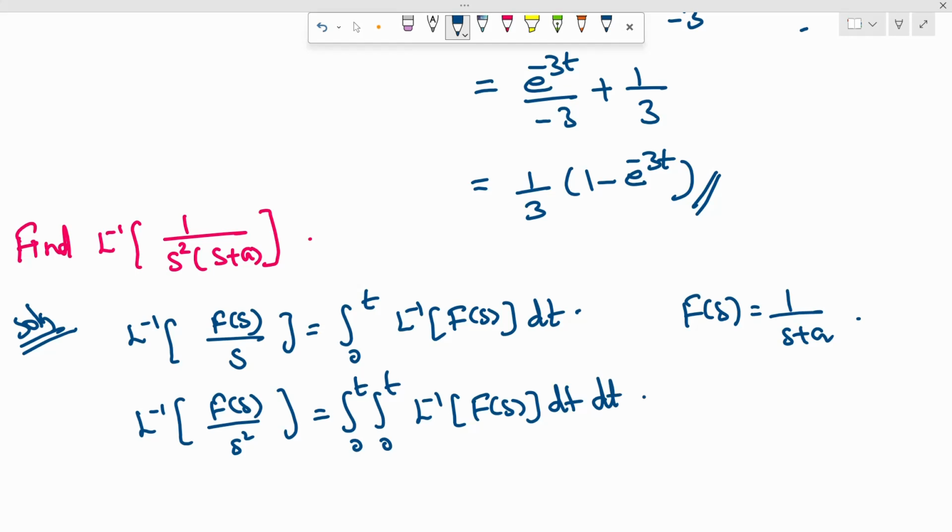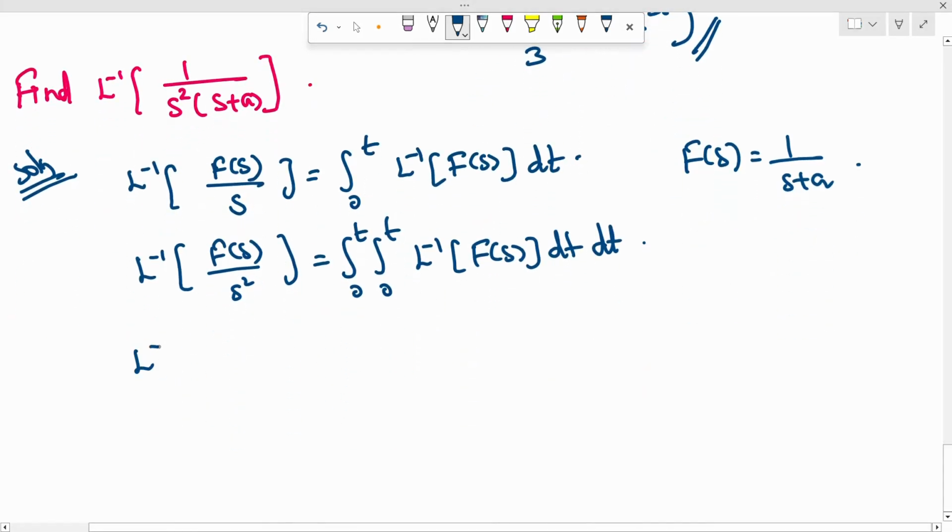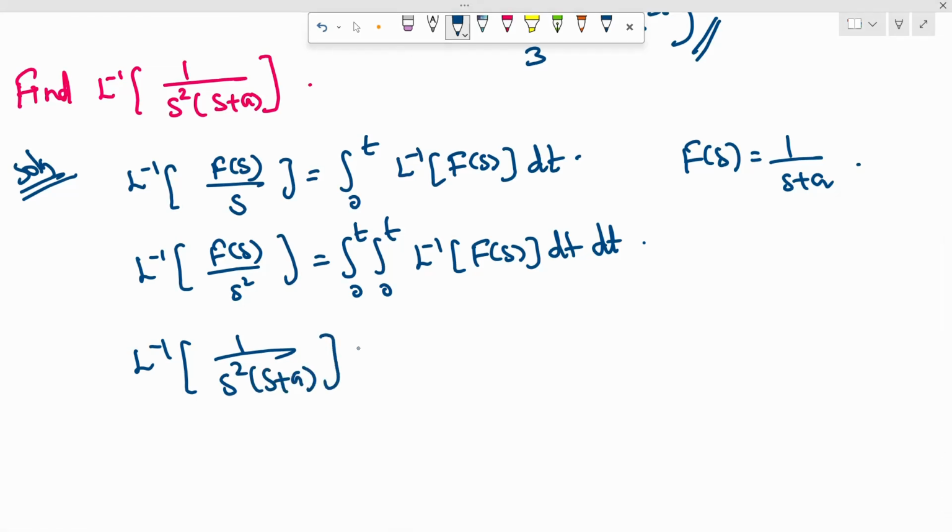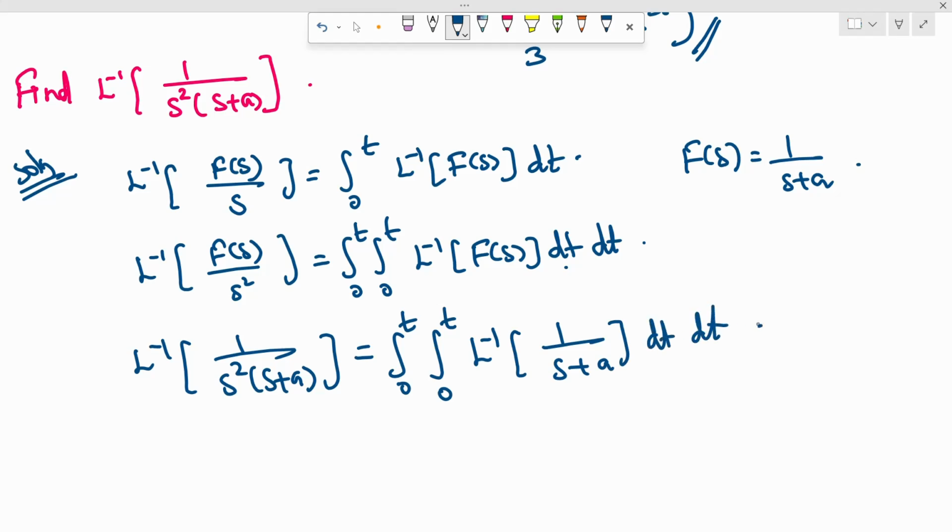dt into dt. Now tell me, what is our given function? 1 by s square into s plus a. To remove this s square from the left hand side, we have to integrate with respect to t 2 times on the right hand side: integral 0 to t, integral 0 to t of L inverse of f of s, which is 1 by s plus a, dt dt.